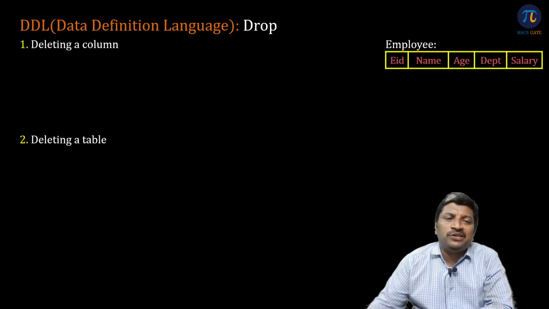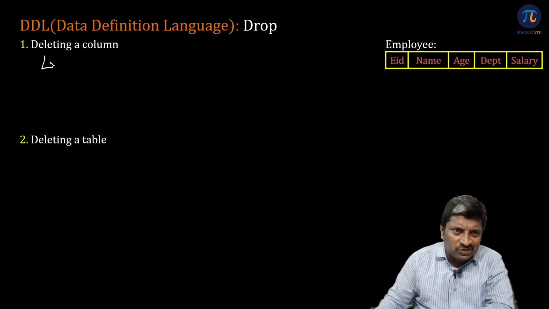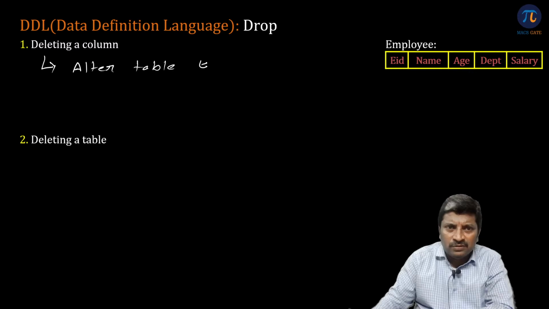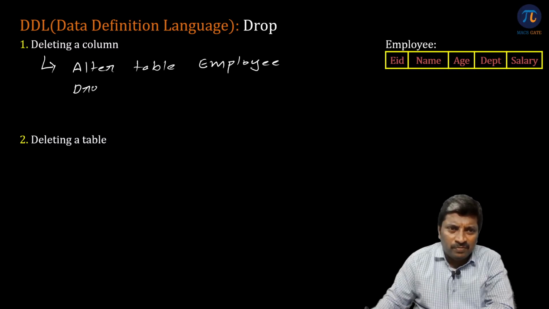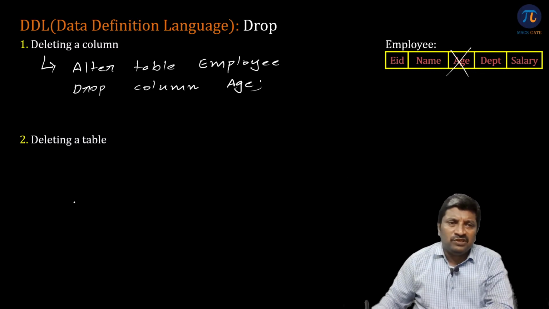Then how to delete a table or how to delete a column. For deletion of a column, we have just now seen, right? Alter table name, drop column name. Suppose we are dropping the column age. Then we do it. Suppose I want to delete a relation, deleting a table or relation.